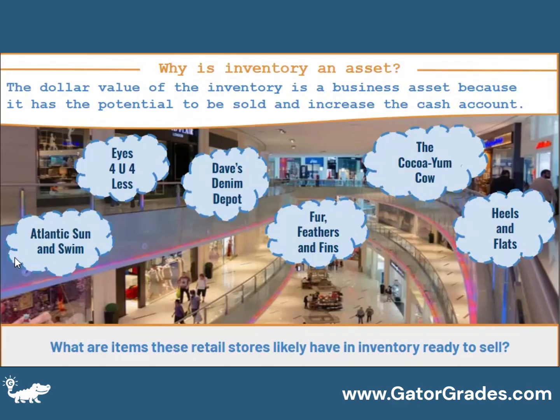Next is Fur, Feathers, and Fins. What might be some inventory in this store? Perhaps hamsters, birds, and fish? Since inventory has the potential to be sold for cash, their value would be reflected in the inventory account for the business. The next store is perhaps not as obvious. The name of the store is the Coco Yum Cow. What might this store sell? Perhaps hot chocolate or other treats would be reflected on their inventory list.